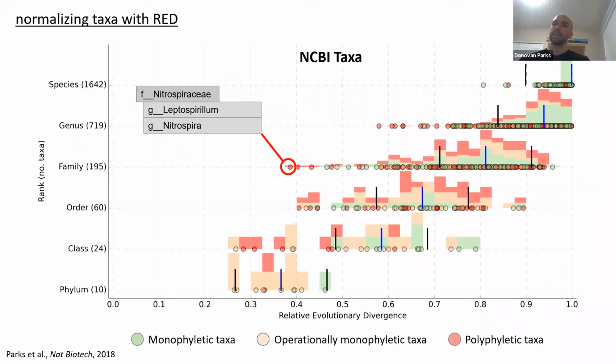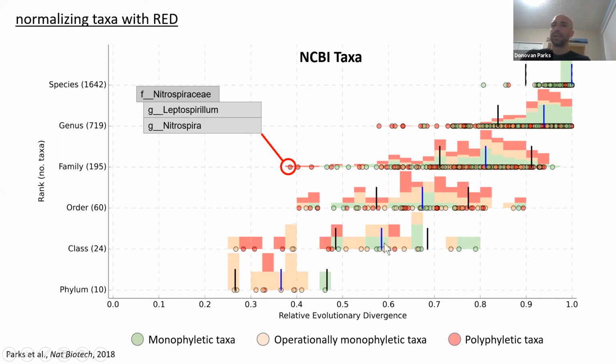All right, so this is sort of a view of NCBI taxa as it relates to relative evolutionary divergence. What you're seeing here is relative evolutionary divergence along the x-axis. Again, we have the root of the tree at 0 and extant taxa at 1. Each of these little circles is an NCBI taxon at different taxonomic ranks.